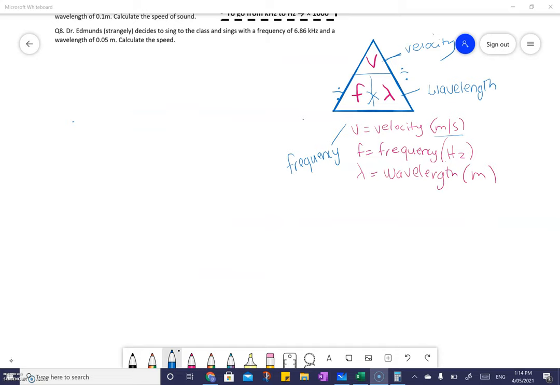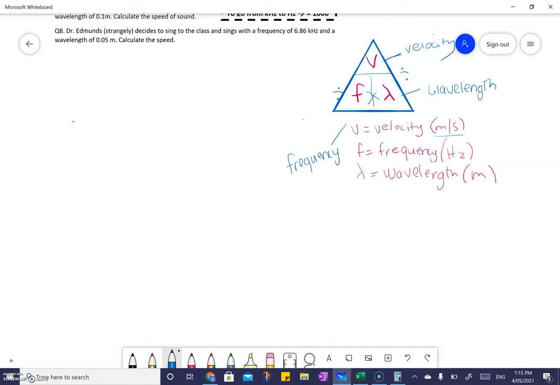And I just realized I've been saying lambda without actually telling you how to write it. This is lambda. It's a Greek letter, all right? It's like a little upside down Y. Alrighty. Okay, so Dr. Edmonds strangely decides to sing to the class and sings with a frequency of 6.86 kilohertz and a wavelength of this.